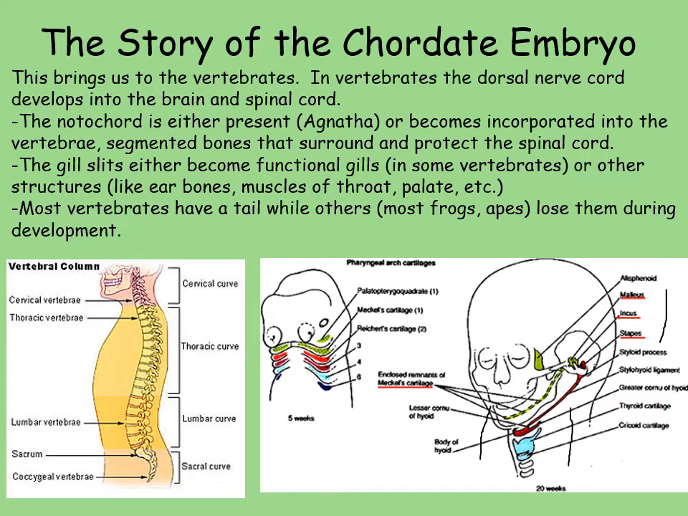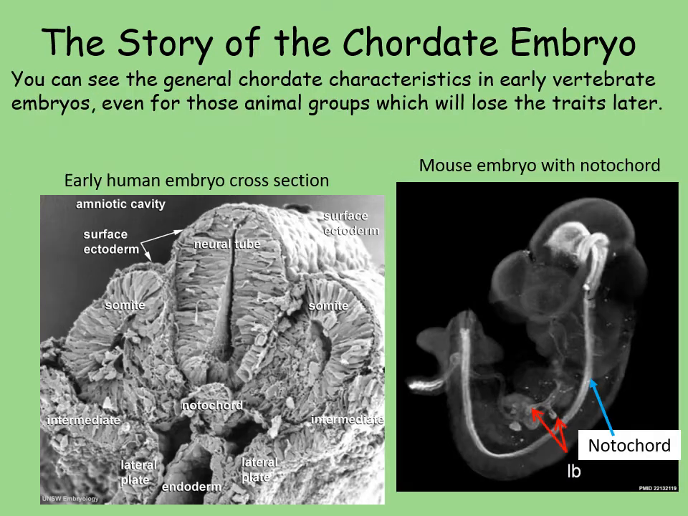Most vertebrates have a tail, while in other groups, like frogs, apes, including us, we lose them during development. So when you look at the embryo of a vertebrate, even for a vertebrate that will eventually lose all of these characteristics, as an embryo, you can see all of the general chordate characteristics.